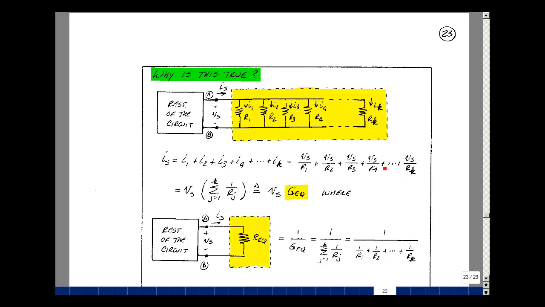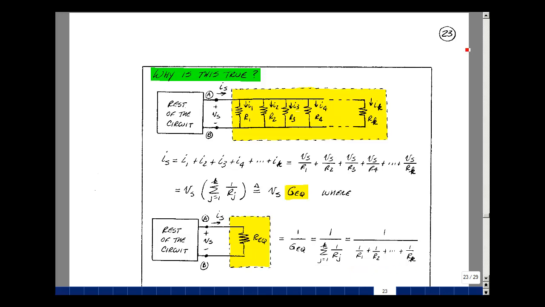So you could pull out the common V sub S. What we're left with is the summation of 1 over R1 plus 1 over R2 all the way through R sub K. Let's call that reciprocal summation an equivalent conductance, G sub EQ. Now, if we take that same box and hook up in parallel with it a single resistor whose value we'll call R equivalent, and is equal to 1 over G equivalent, which is equal to the summation of 1 over the individual resistances. Of course, you can write it this way too. And this is going to be the sum of the conductances G1 through G sub K.